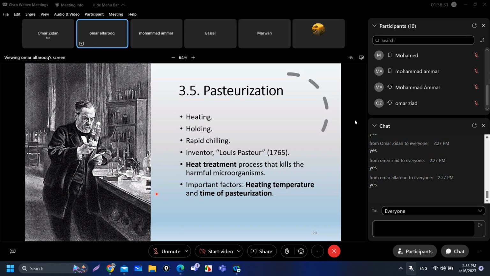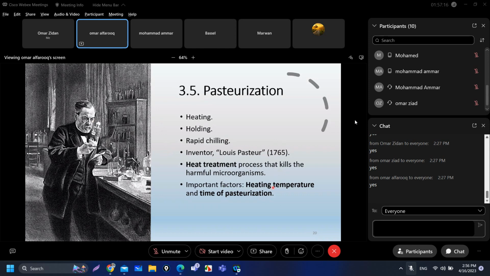Now moving on to the most important milk treatment process, which is pasteurization. It is basically heating the milk up to a certain temperature level, holding it at that temperature for some time, and then rapid cooling. Okay. The inventor of this process is the great chemist and microbiologist Louis Pasteur, in the 1700s. And pasteurization can be defined as a heat treatment process that kills all the harmful bacteria and microorganisms, okay, that naturally exist in the milk to make it safer and consumable for humans.